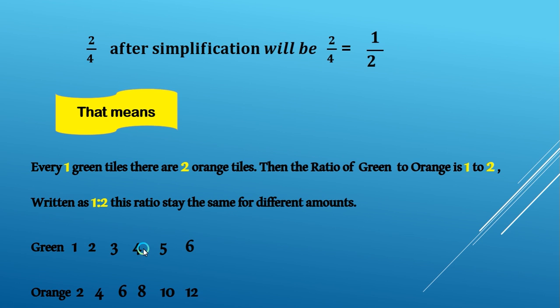For example, for one green I have 2 orange. So if I have 2 greens now, I will get 4 orange. If I have 3 green, I will get 6 orange. If I have 4 green, I will get 8. And if we have 5, I will get 10. And 6 also, I will get 12 orange.